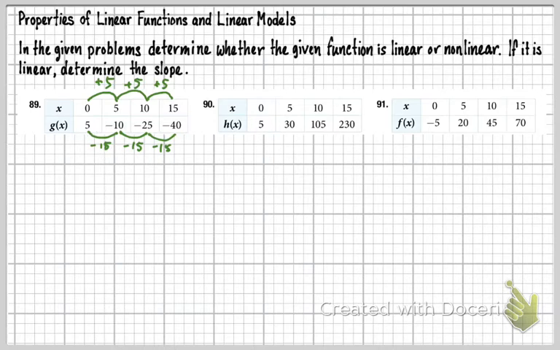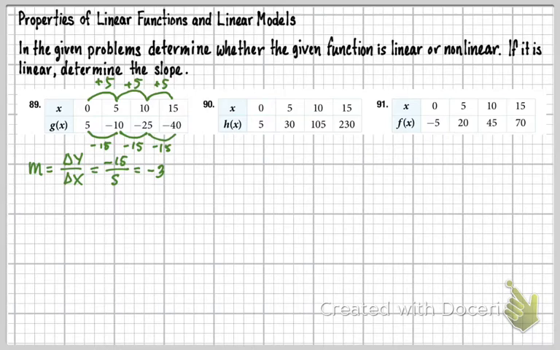Now it says if it's a linear function, it wants us to determine the slope. That's easy. The idea is m equals change in y over the change in x. My change in y is the negative 15, and the change in x is 5. We did all the work already, and that's going to result in negative 3. So the slope for number 89 is negative 3.